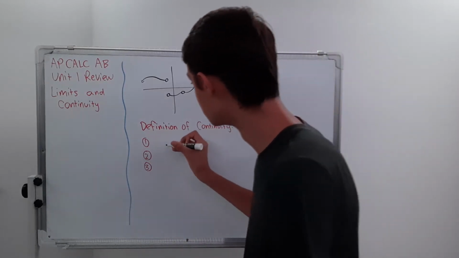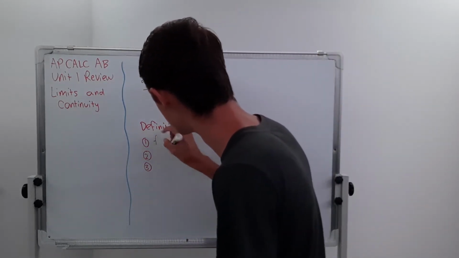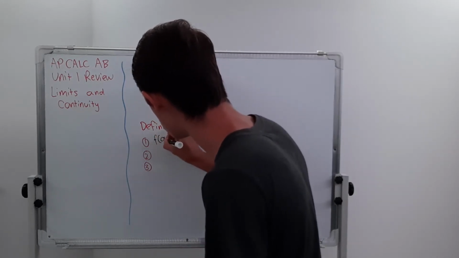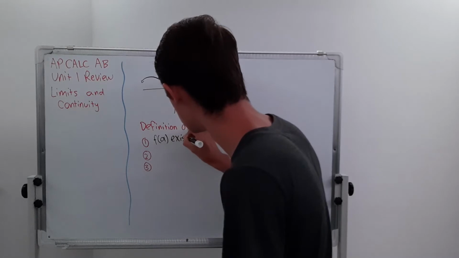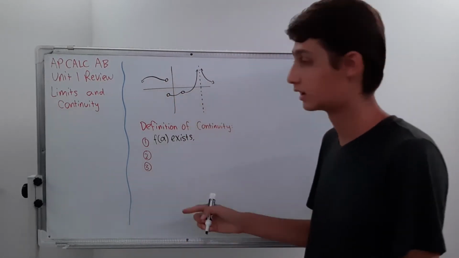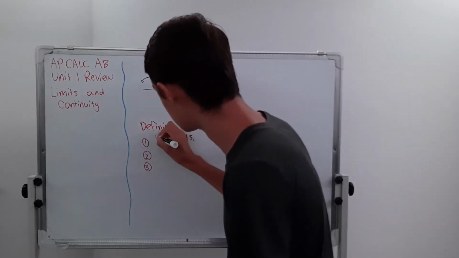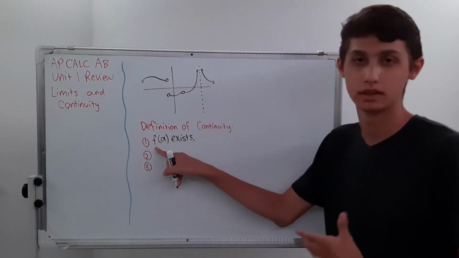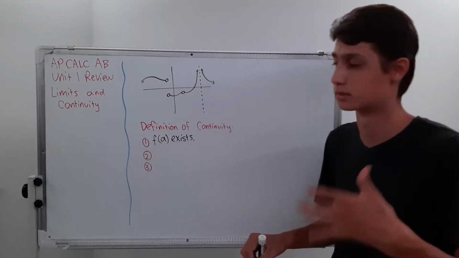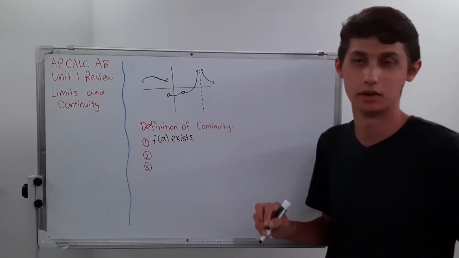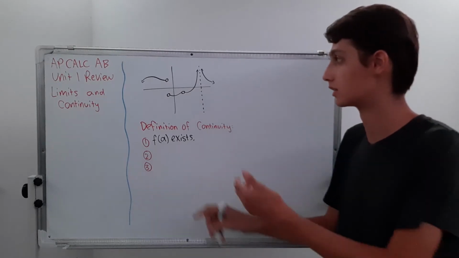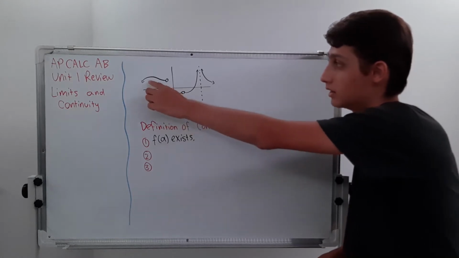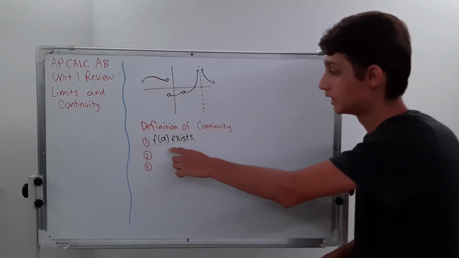So the first criterion is that f of, let me write that a little better, f of a exists. Our first criterion is for our function to exist at that point. And note that f can be another function, it could be g or h or whatever. This is just the general case. And a is just the point that we're talking about, the x value, where, let's say this is our a, or this could be our a, or even up here it could be our a.